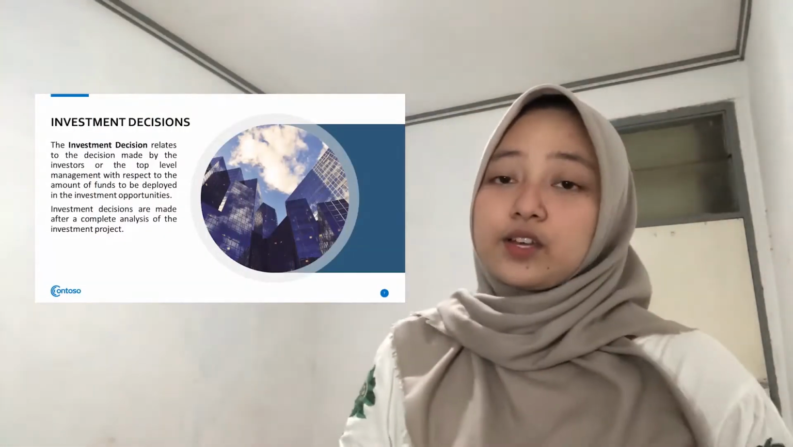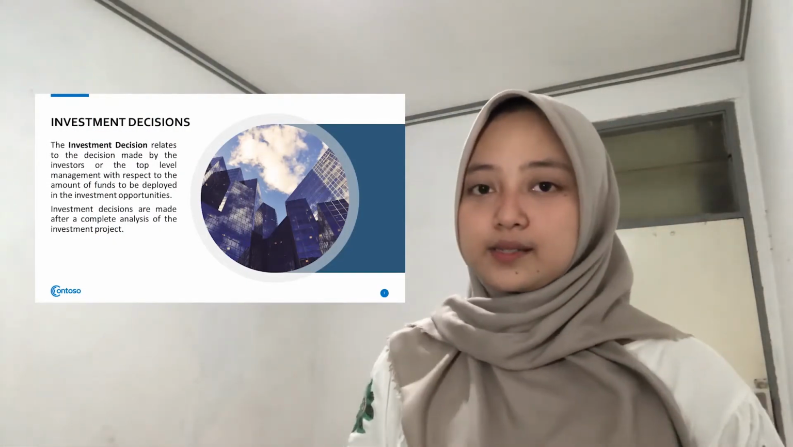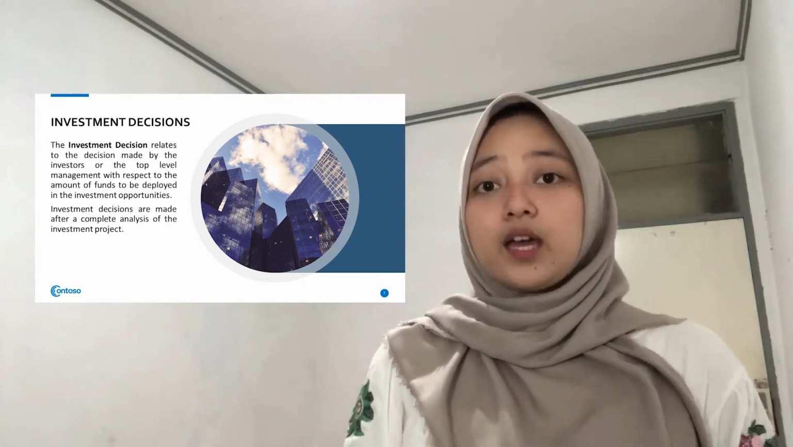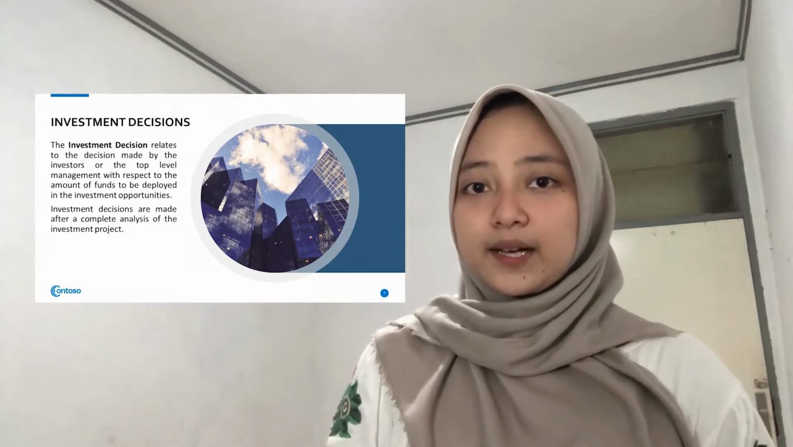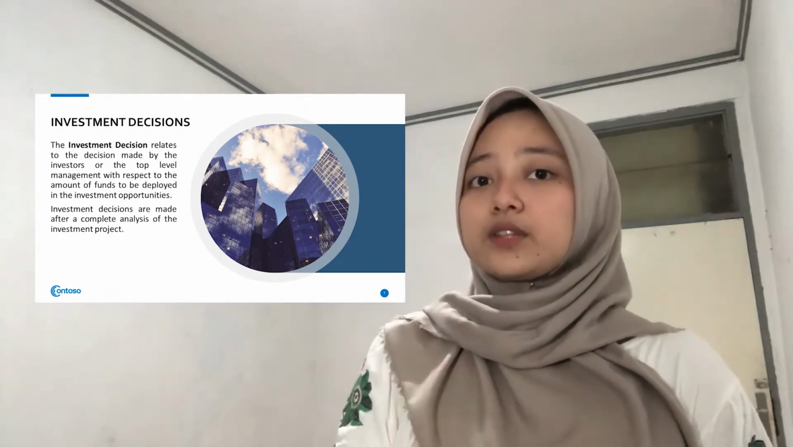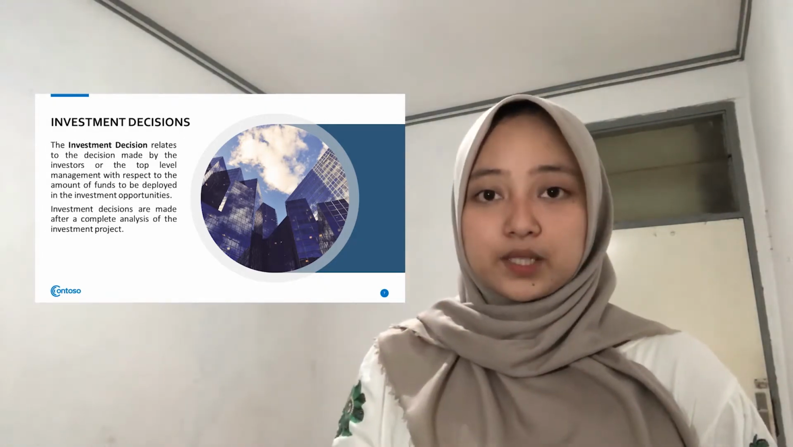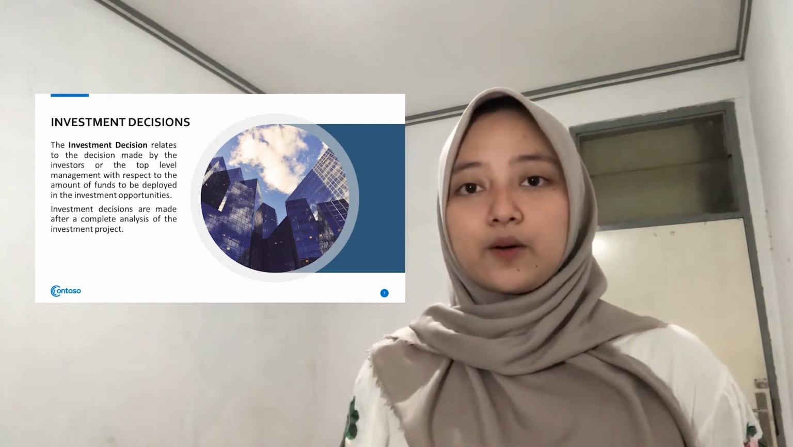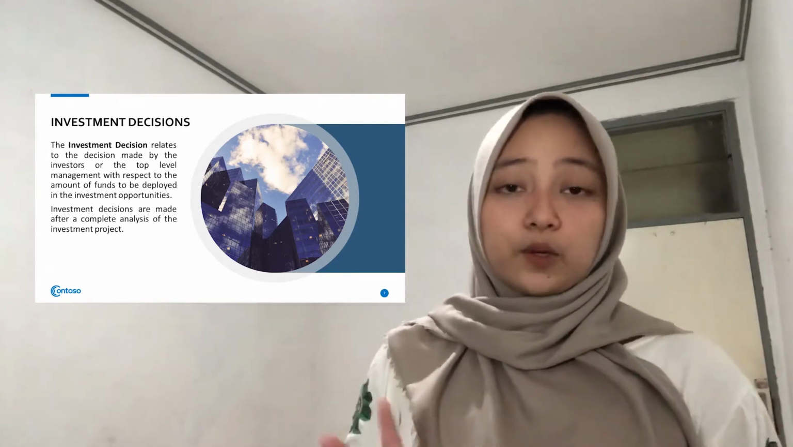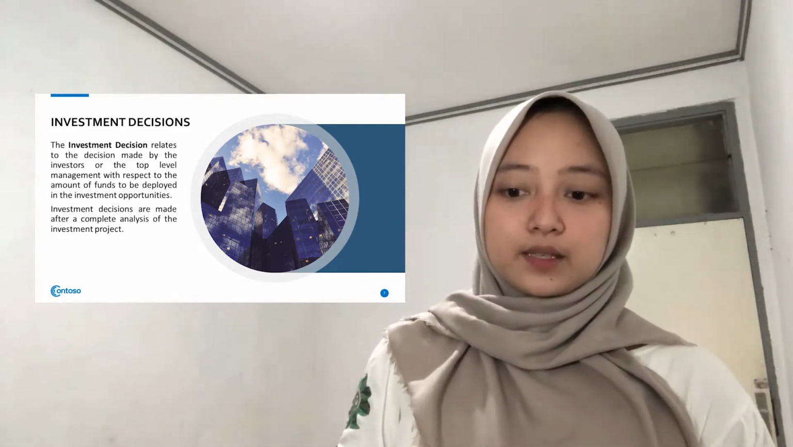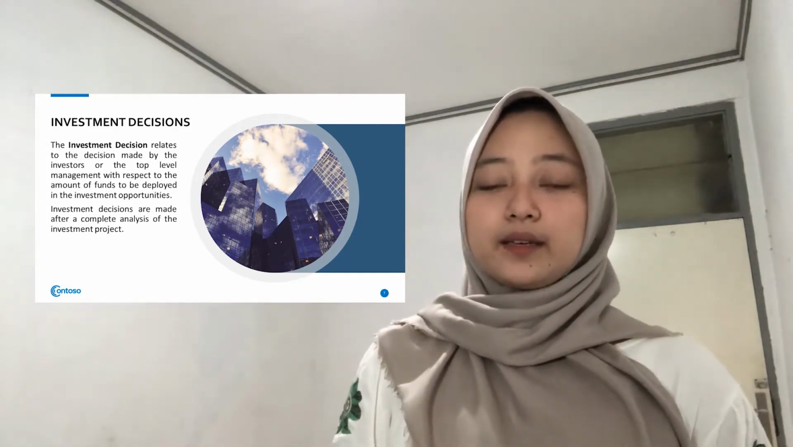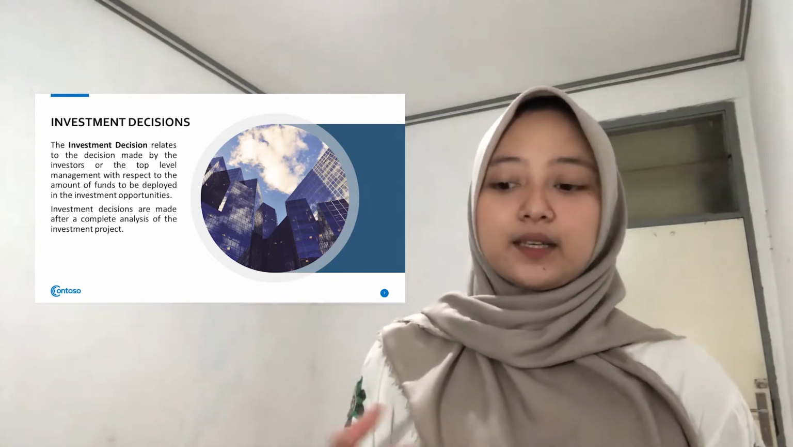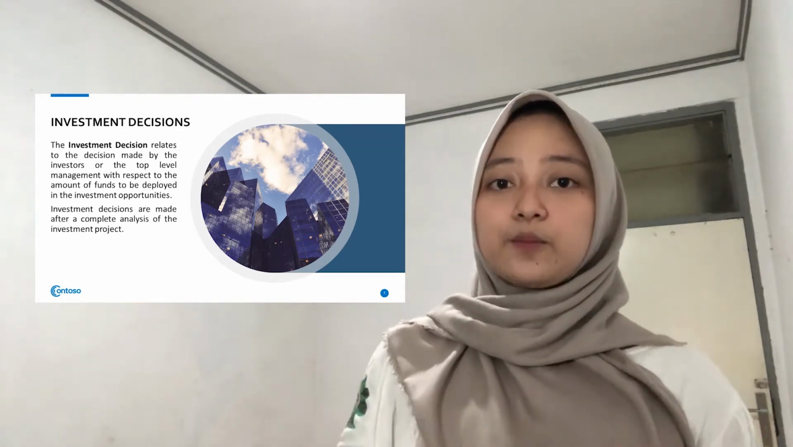And then we will talk about the third point, investment decisions. The investment decision relates to decisions made by the investors or top level management with respect to the amount of funds to be deployed in the investment opportunities. Investment decisions are made after a complete analysis of the investment project.